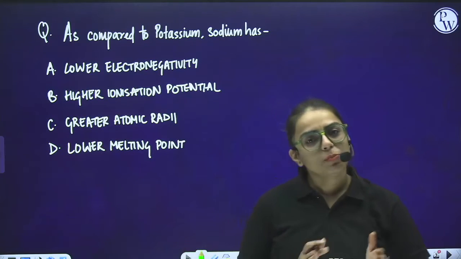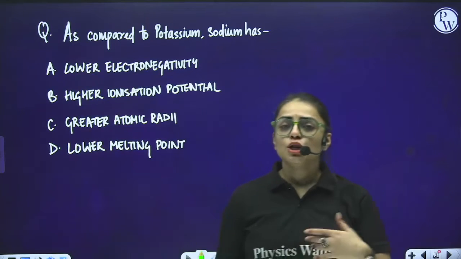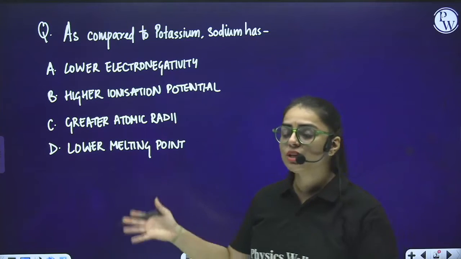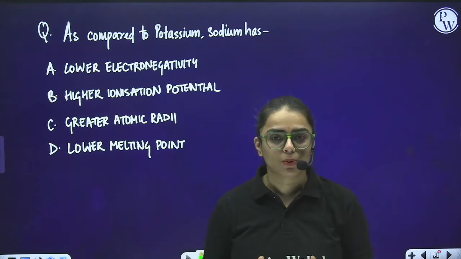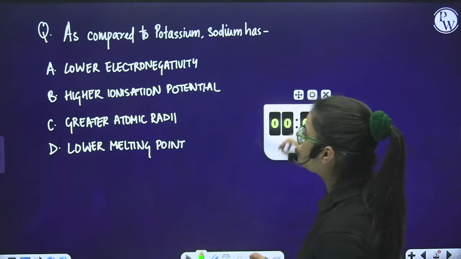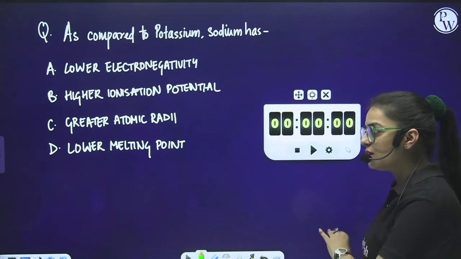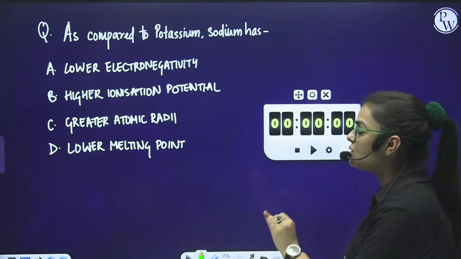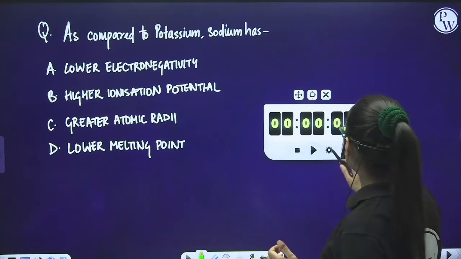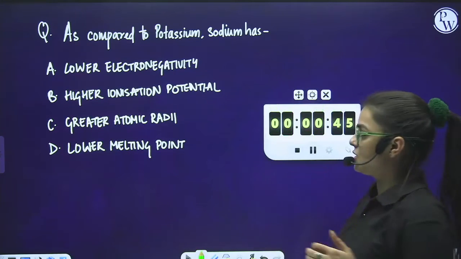First of all, I will be providing a timer over here of about 30-45 seconds or 1 minute, so that you can get an idea of how questions are generally asked and you can solve that question in a particular time bound, right? Now, I'm going to put a timer over here and I'm going to read the question for you people. As compared to potassium, sodium has A. Lower electronegativity, B. Higher ionization potential, C. Greater atomic radii, or D. Lower melting point. So I'm giving you 45 seconds for this question.